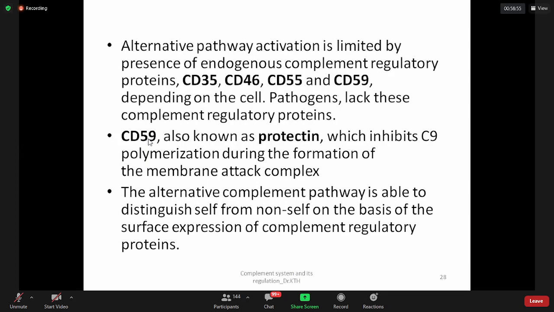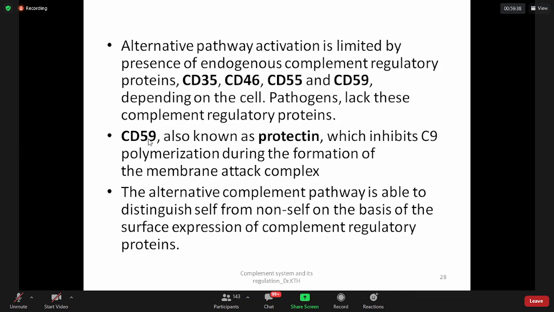Then we have the alternate pathway. This one, its activation is normally limited by the presence of endogenous complement regulatory proteins. So these are the so-called clusters of differentiation that are found on the self cell. Okay, so these are CD35, CD46, CD55, and CD59. Interestingly, pathogens lack these clusters. And because they lack these clusters, complement is able to bind onto the pathogens and not onto our own cells.